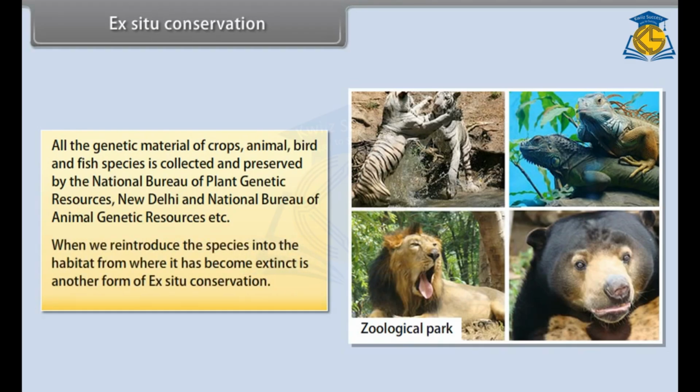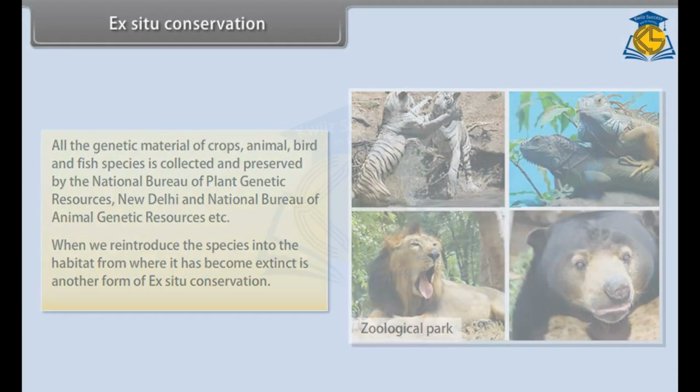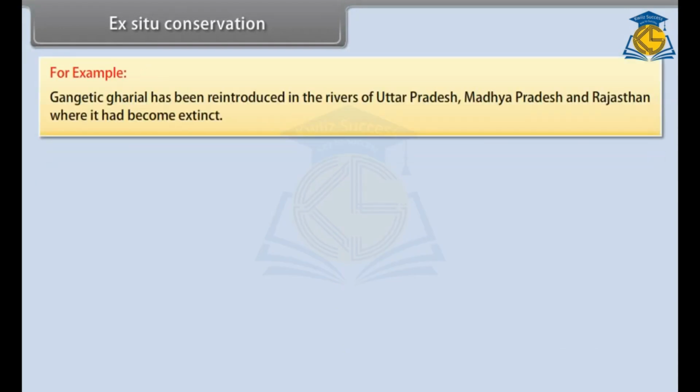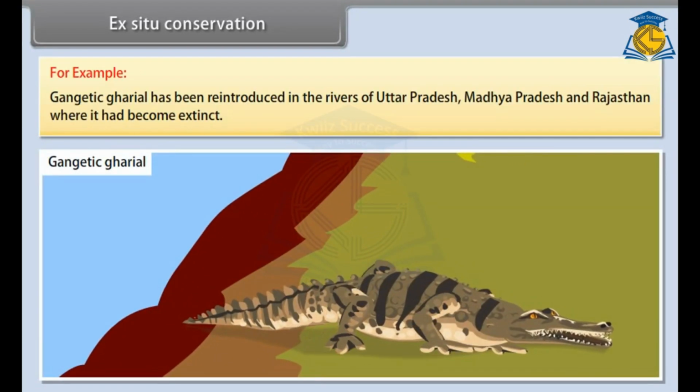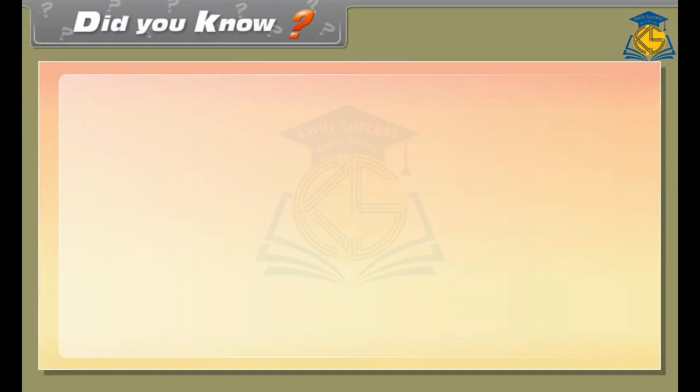When we reintroduce a species into the habitat from where it has become extinct, it is another form of ex situ conservation. For example, the Gangetic gharial has been reintroduced in the rivers of Uttar Pradesh, Madhya Pradesh and Rajasthan where it had become extinct. Did you know?